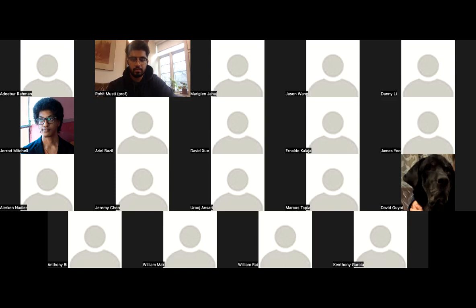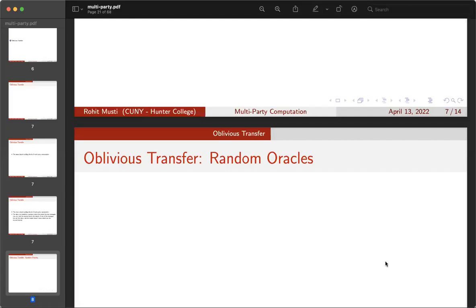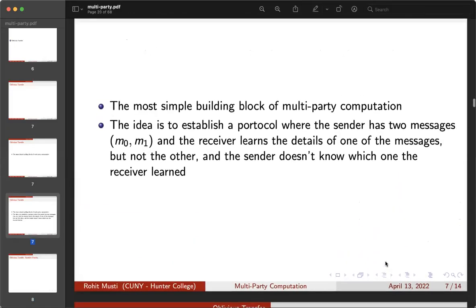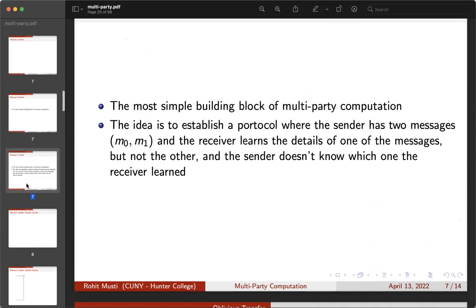Share screen, multi-party. Great. So just to reiterate, the sender doesn't know which message the receiver chose. David asks: how does it prevent the receiver from learning about the other message? That's going to be baked into the protocol. That's a great question. We're going to see in a minute how exactly this works, and we're going to walk through it with some numbers by hand.